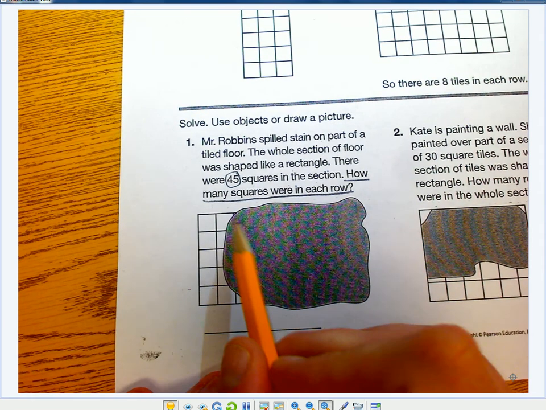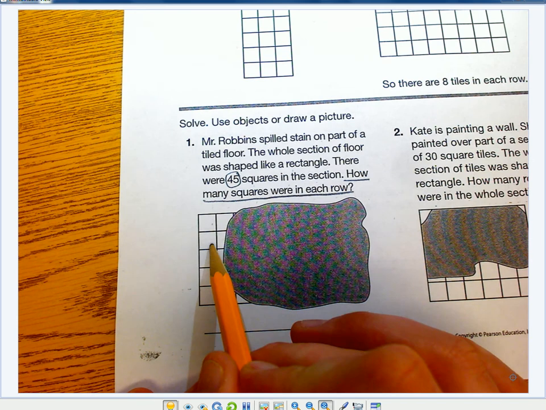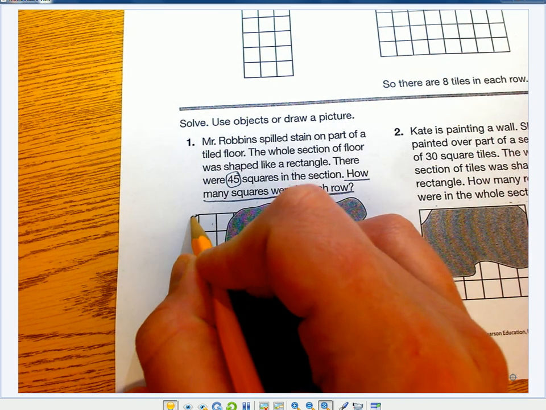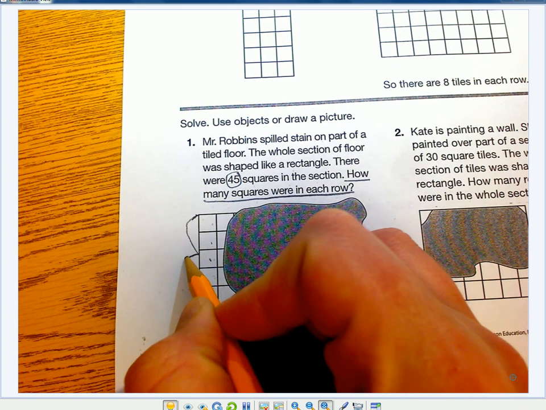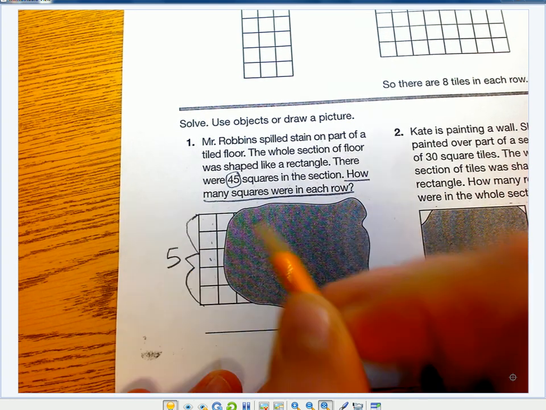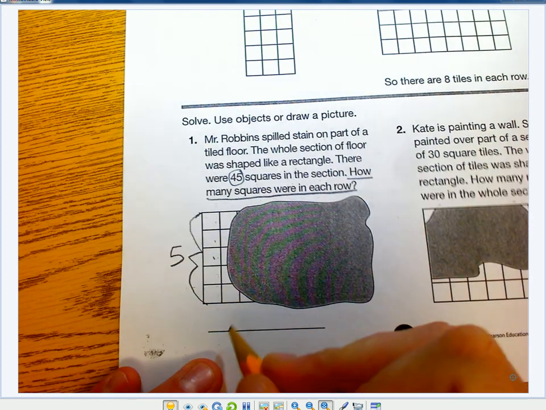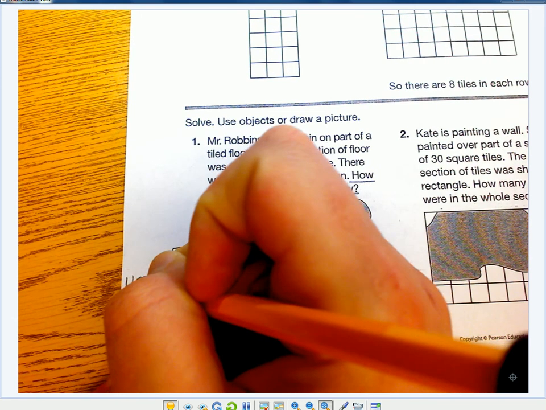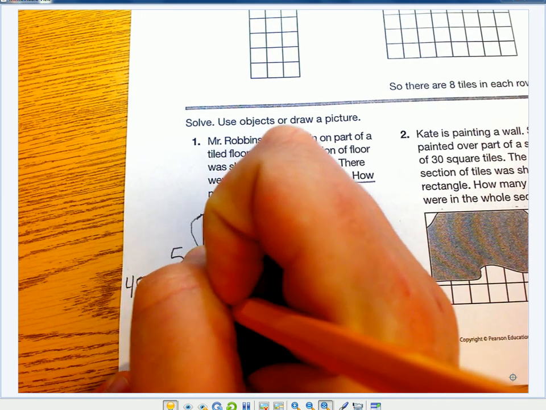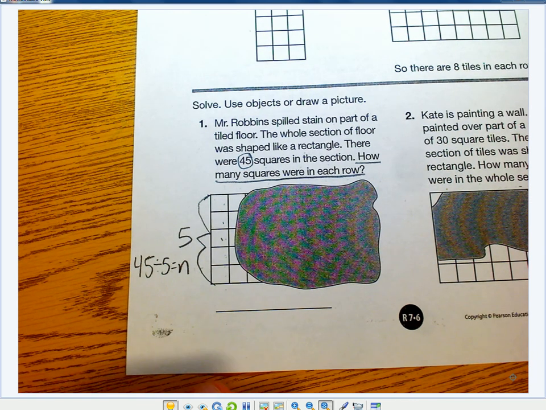So if I look at this picture, I can't tell how many are in each row, but I can tell how many rows I do have. So I have 1, 2, 3, 4, 5 rows. So I'm just going to label that real quick with a 5. And I'm going to use what I already know to figure out the unknown. So if I have 45 tiles, and I divide those into 5 rows, I'm looking for my answer, n. What's the number that I don't know?